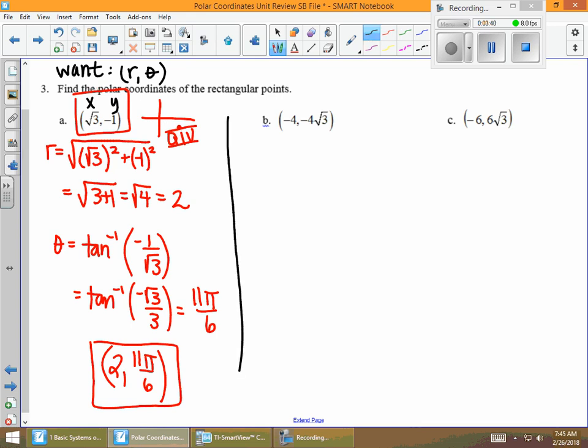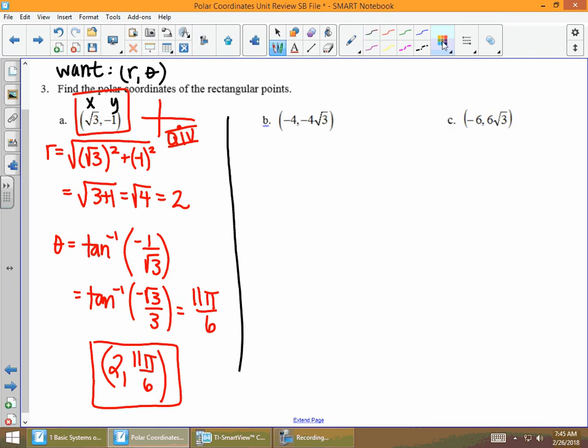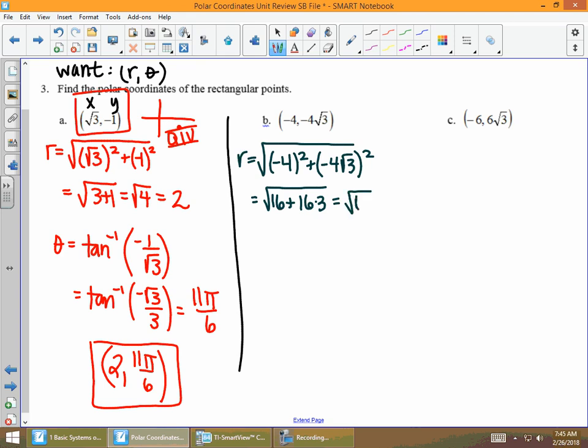Same process for these other two problems, just more practice, making sure we get that into long-term memory, which is the whole goal here, okay? So same thing, r is square root of x squared plus y squared. And that's going to take me a step or two, so 16 plus, that is going to be 16 times 3. And I end up with 64 under my square root, and the square root of 64 is 8. So my r is going to be 8.